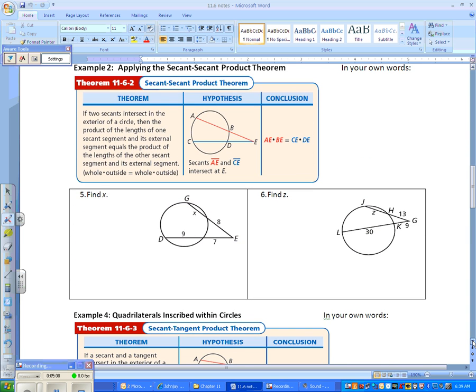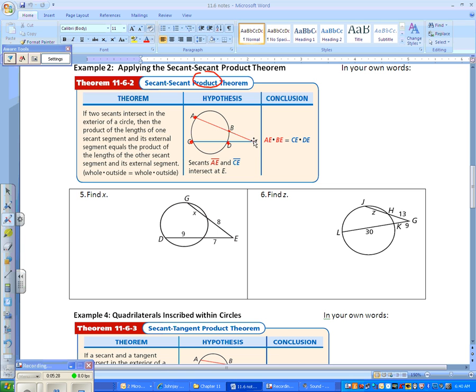Second thing is when we have two secants. So secant product theorem. Well, okay, secant means we have one secant. Remember, that's a line that hits a circle twice. Once, twice. And then we have another secant. Here's a line CE. That's a secant. So it hits it once, twice. Sweet. That means product means we're going to multiply again.